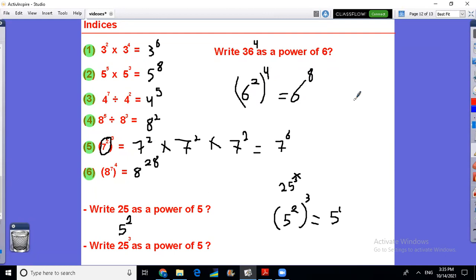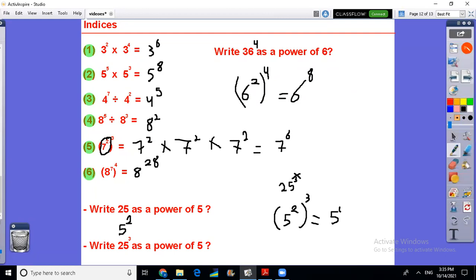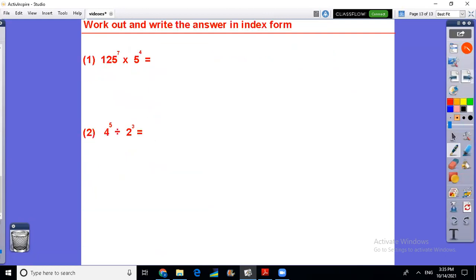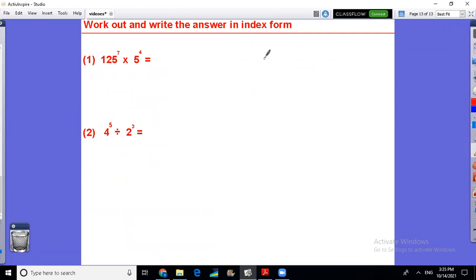I hope it's clear. If you'd like to get back to a specific point in the video, just feel free to replay it. Next and last thing that we're going to do right now, work out and write the answer in index form. How can we do this? They wanted the answer in an index form. Of course, you're not going to write here, it's 125 to the power of 7 multiplied by 5 to the power of 4. Of course, you're not going to take 125 multiplied by 125 multiplied by 125 7 times. Impossible. This is not how we do it. So how are we going to do it?